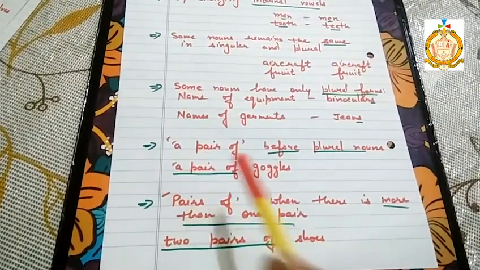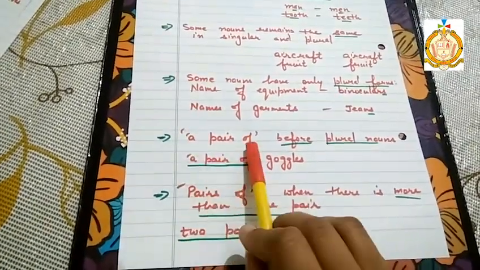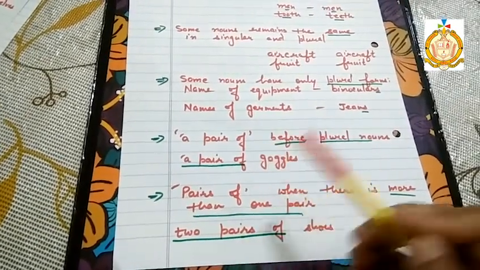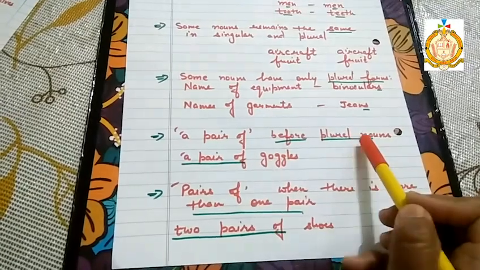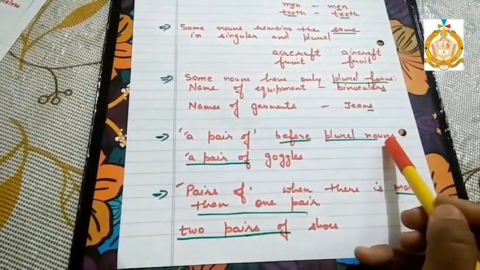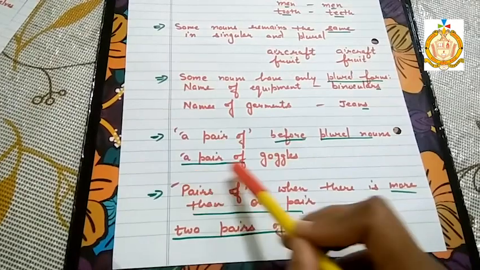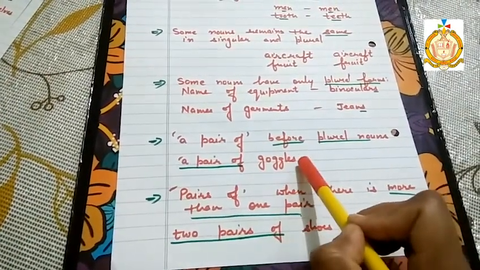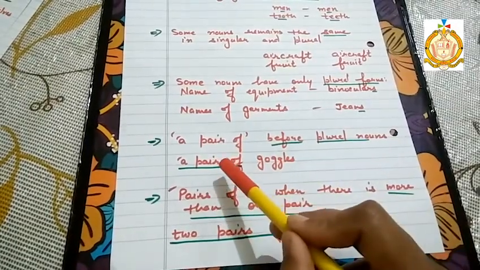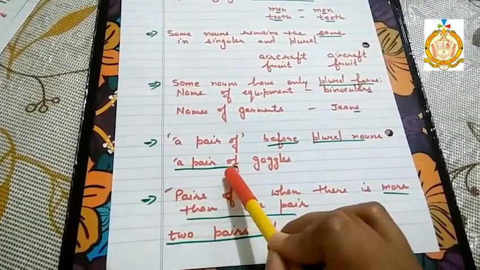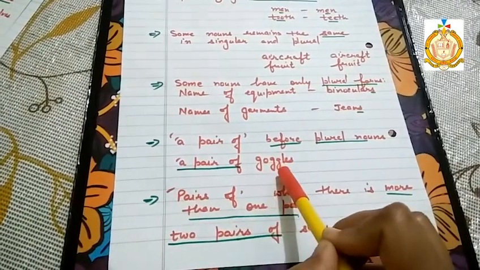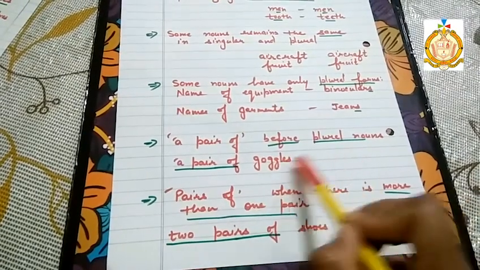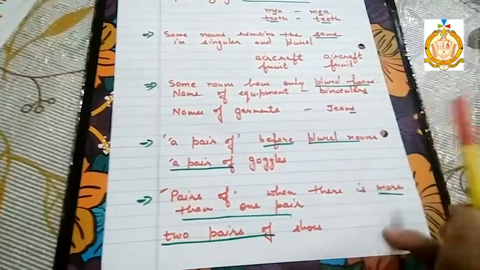Next, students, a pair of is used before a plural noun to make it singular. For example, a pair of goggles. Goggles is in plural form, but if we want to make it singular, we first write a pair of, and then goggles. It will be in singular form. Goggles, this single word, is in plural form.